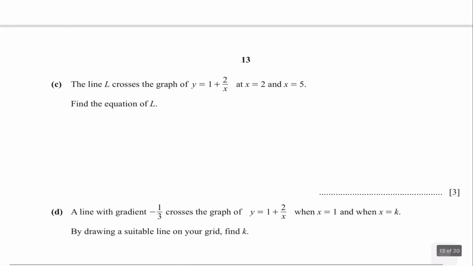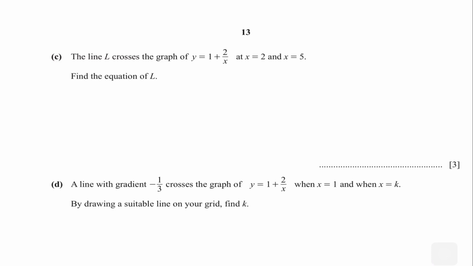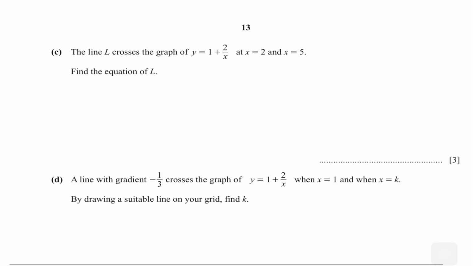Okay, the next question says the line L crosses the graph of y equals to 1 plus 2 upon x at x equals to 2 and x equals to 5. Find the equation of line L. Okay, so here I just have the x values, and if I want to figure out what the y values are, that means I'll have to take these values of x and plug them in the equation. So y is equals to 1 plus 2 upon 2. So that's going to give me y is equals to 1 plus 1, which is equal to 2. That means one point is going to be 2 comma 2.